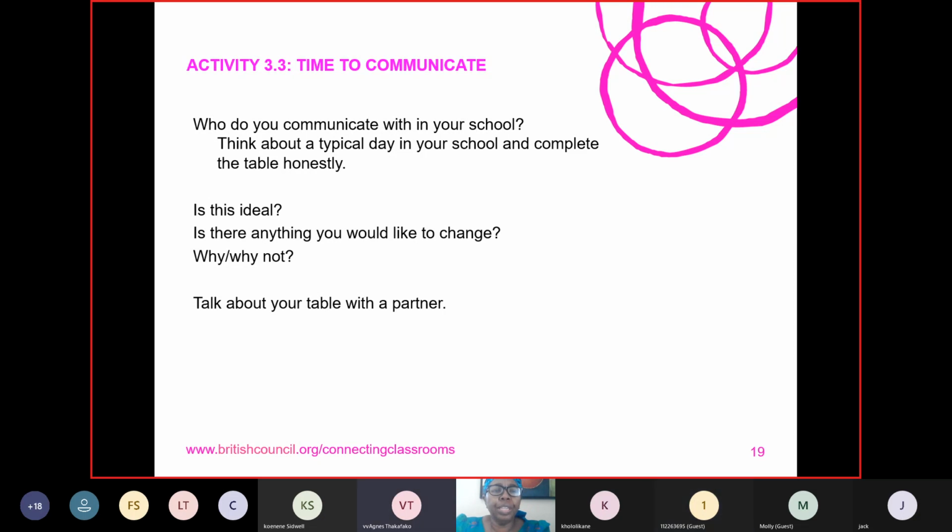Is that ideal? Yes, it is ideal. Is there anything that you would like to change? No, not necessarily. Okay, I know, Molly. It's just that I'm rushed for time.